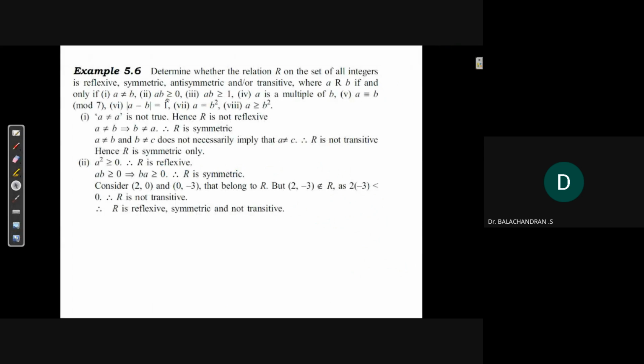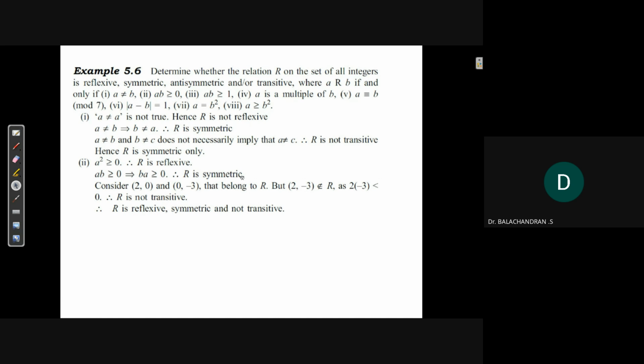Okay, next. ab greater than or equal to 0. First, to prove R is reflexive, a into a greater than or equal to 0. a into a is a square. a square is greater than or equal to 0. So R is reflexive. Next, a is related to b implies ab is greater than or equal to 0, implies ba is also greater than or equal to 0. And hence b is related to a, and hence R is symmetric.